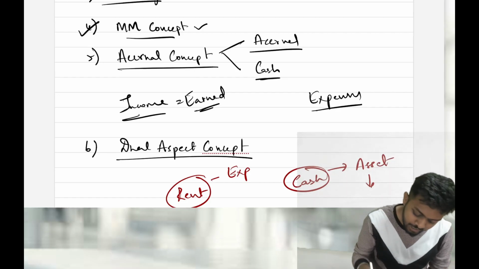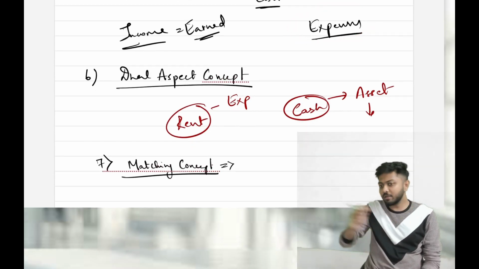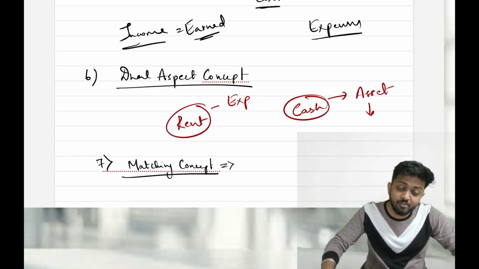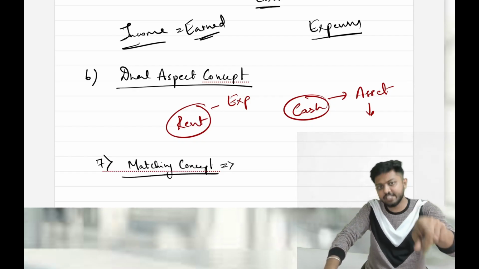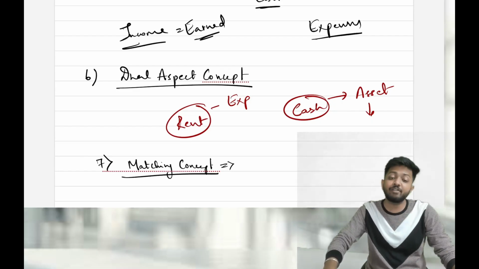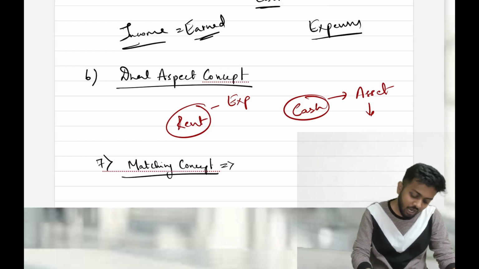Correct? Similarly, with respect to expense also, I have used the premises. Say suppose that we are talking about rental expense. I have used the premises for 2 or 3 months, but I have not paid. But will I still book it? Yes, because I have incurred it. Even if I have not paid, I don't care. I will incur it. That is what your accrual concept is.